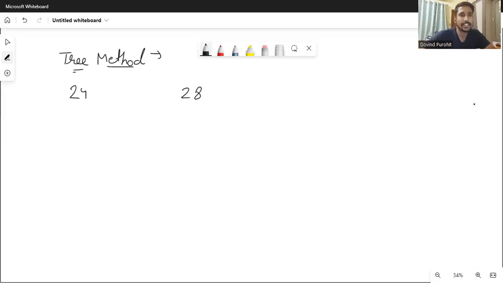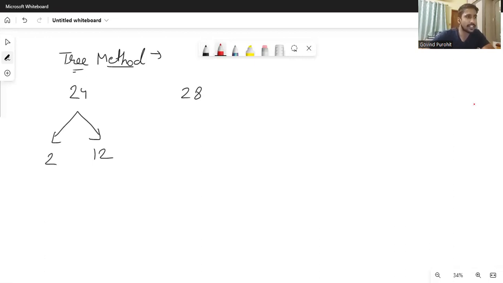So let's divide this 24 into two factors. Recalling the table, what comes to your mind when you hear this number 24? My mind says 2 and 12. Yours might be saying 6 and 4, or maybe 8 and 3. So everything is fine in the end, that is going to be the same. And inspect whether it is a prime factor or not.